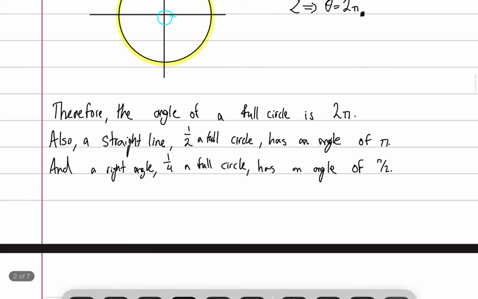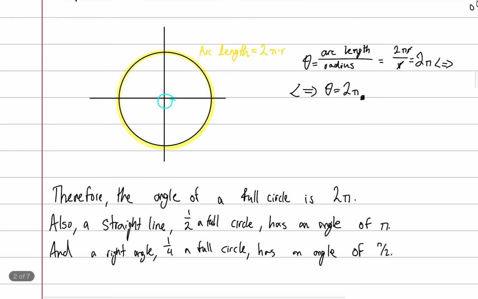So this means that a straight line, which is half a full circle, is going to be pi. So just this would be angle pi, and this, which is 1/4, which is a right angle, it's just pi over 2.